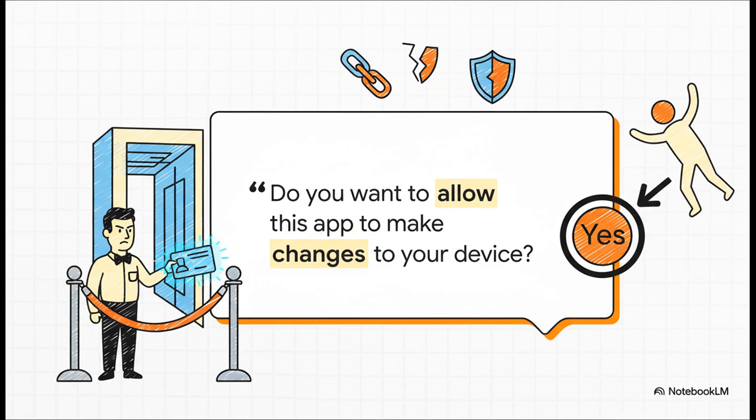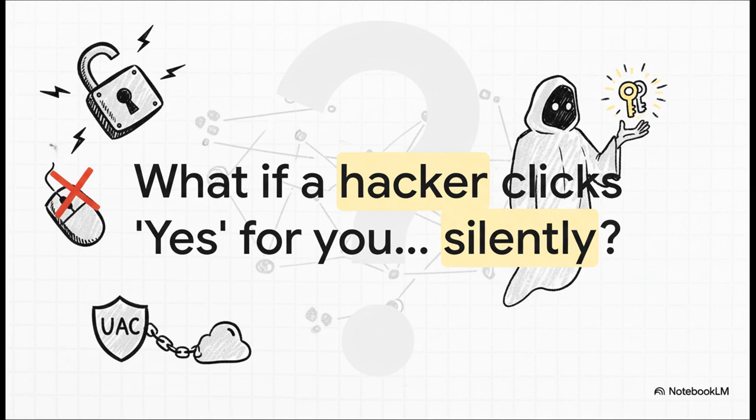Do you want to allow this app to make changes to your device? I mean, come on, you've seen this a million times, right? It's basically the bouncer of your computer, checking IDs before letting anything into the VIP lounge of your system files. A quick click on yes, and you're good to go. But imagine this. What if that prompt never even appears? What if a piece of malware could just waltz right in and get full administrator access without ever asking you? Well, that's exactly what a UAC bypass is, and we're about to break down exactly how it's done.